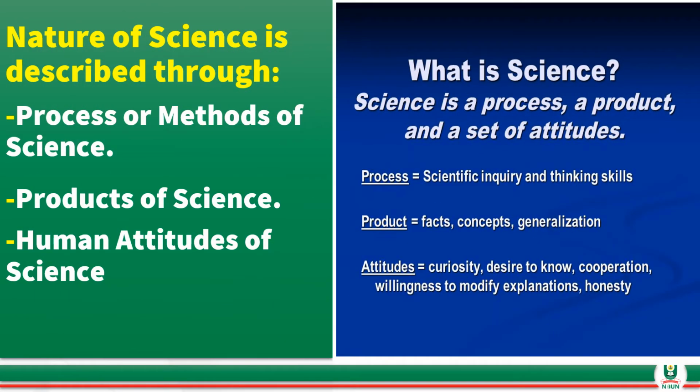With nature of science, how do you describe science? Science can be basically described with three basic constructs. In trying to explain nature of science, you use three basic constructs or three basic approaches to explain that. We have the process or method of science. We have products of science, and also human attitude to science. You should not forget all these three important.